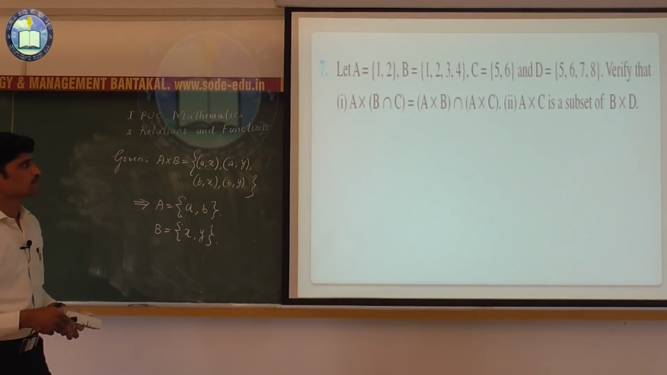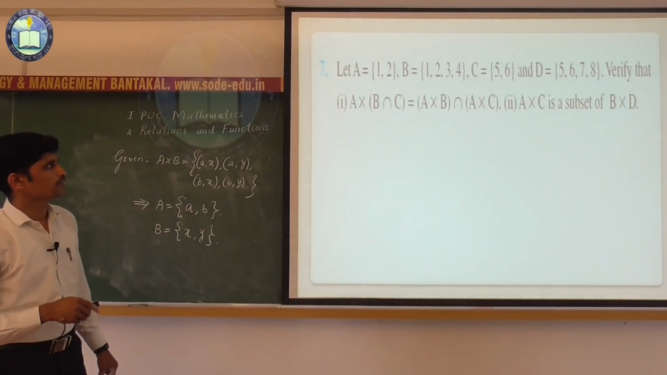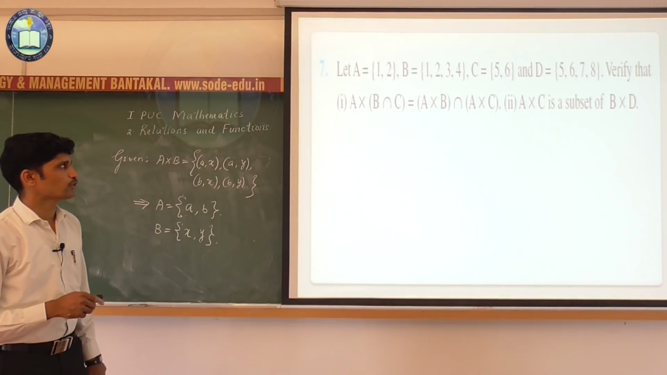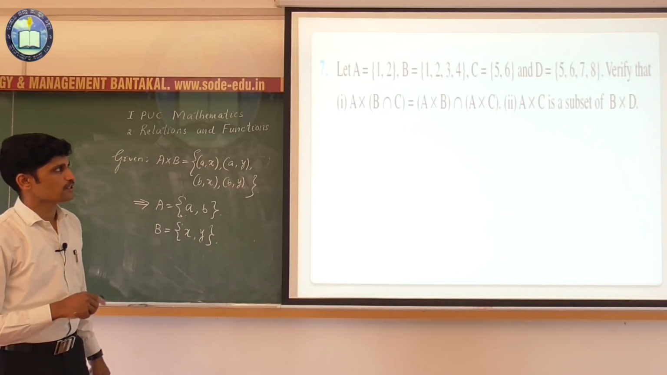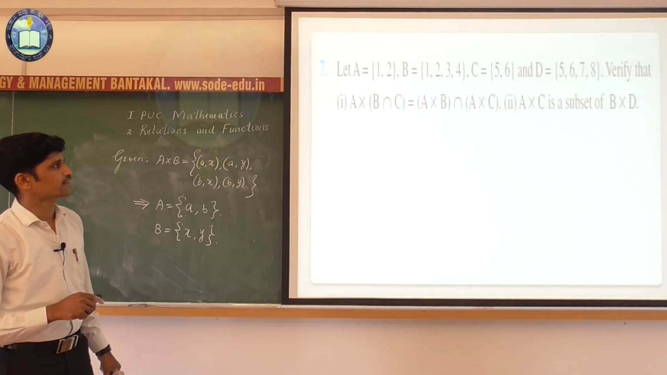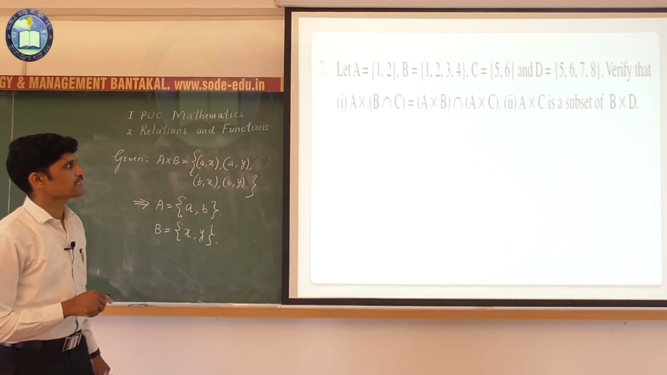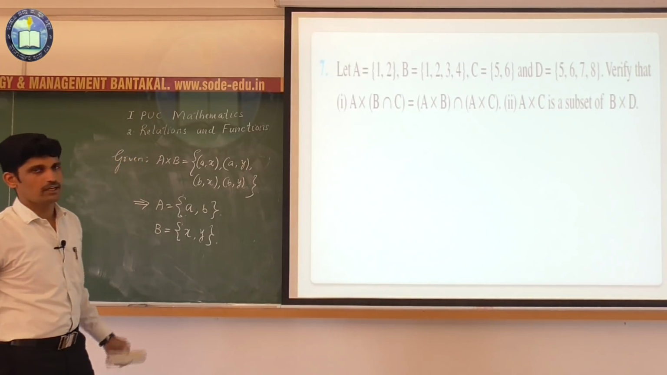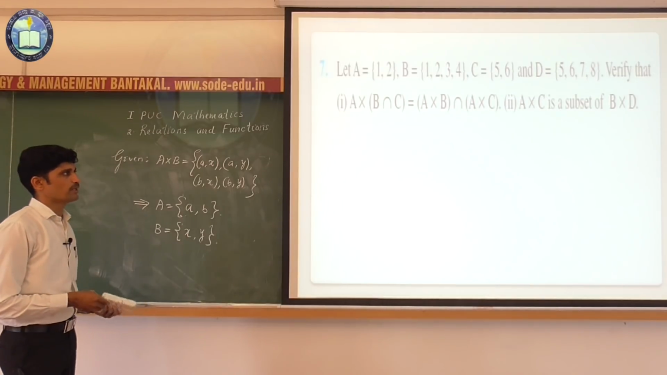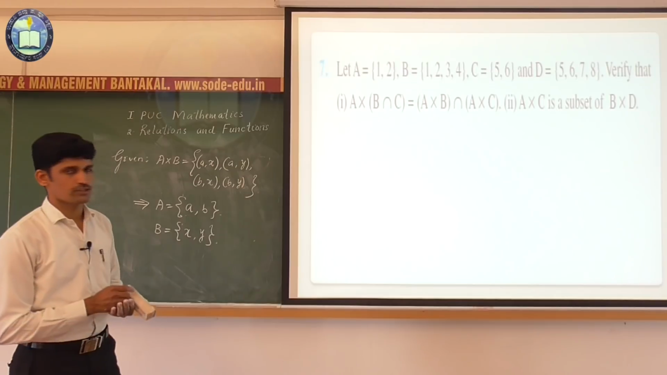And this is question number 7, similar to the problem that we have worked now. A is given as {1, 2}, set B is equal to {1, 2, 3, 4}, C is equal to {5, 6}, D is equal to {5, 6, 7, 8}. Verify that A cross (B intersection C) is equal to (A cross B) intersection (A cross C). That is what we have verified now in one of the example problems. Also verify that A cross C is a subset of B cross D.